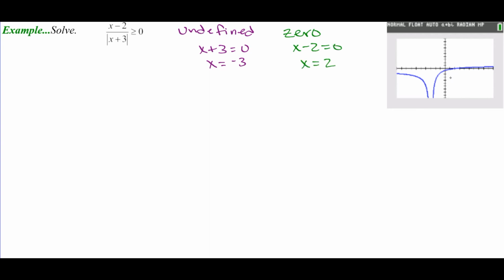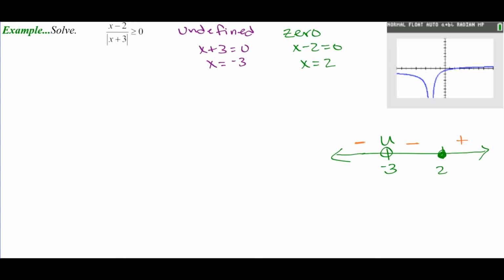Again, we could get those from the graph. You can see the intersection of the axis at 2 here, and then you can see your asymptote is at -3. So I'm going to mark those values on my number line. So I've got a -3, remember that was undefined, and I've got a 2, which is a 0. Less than -3 are negative values. Between -3 and 2 again are negative values, and then after 2 is a positive value.